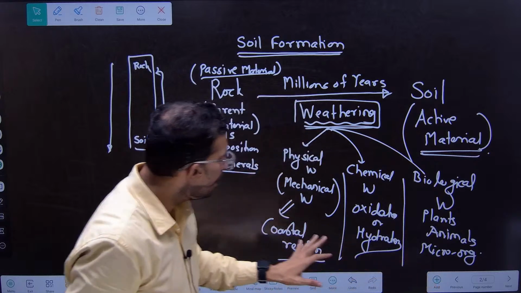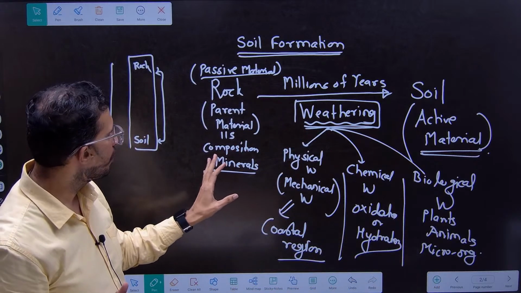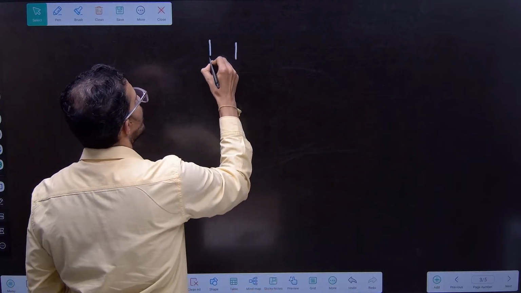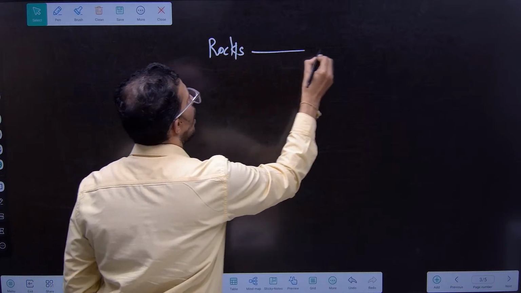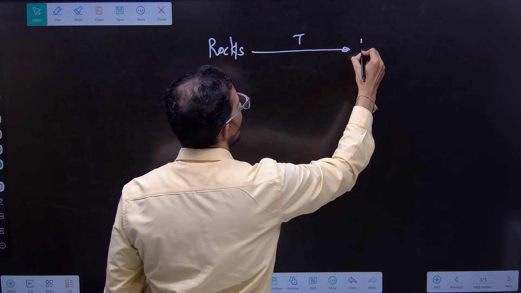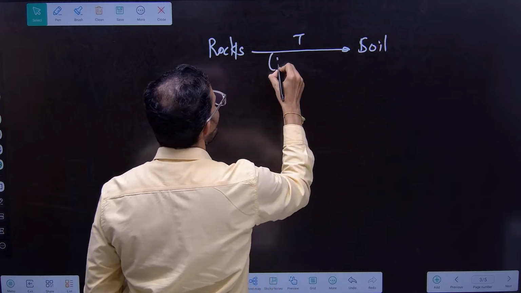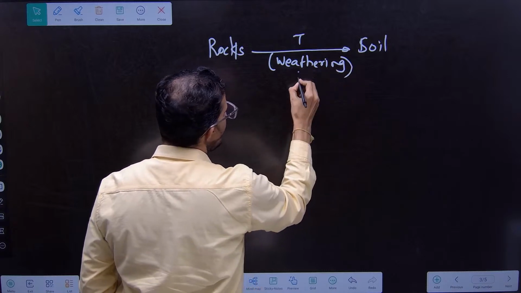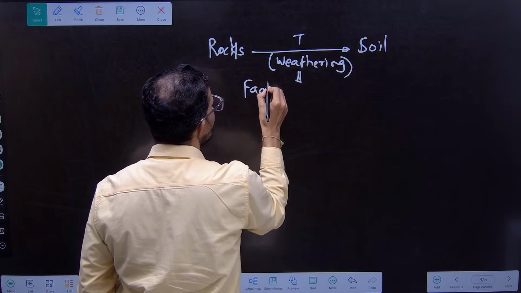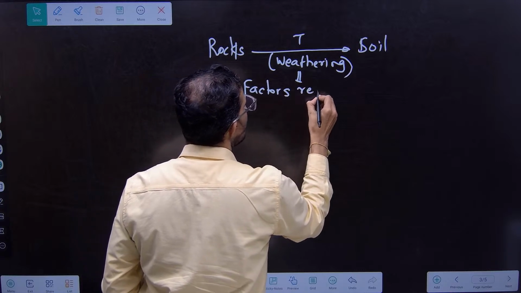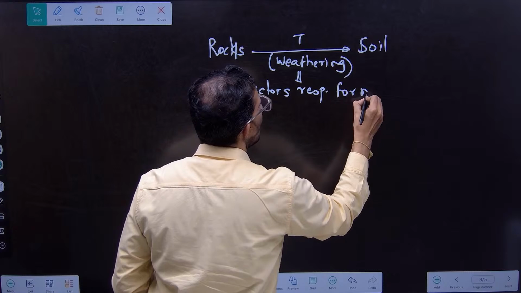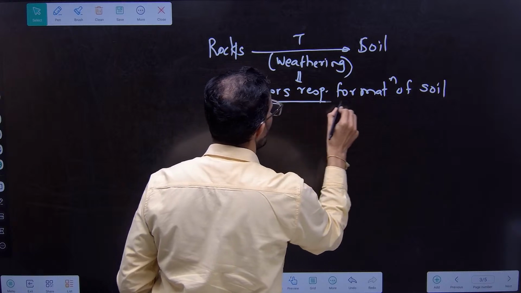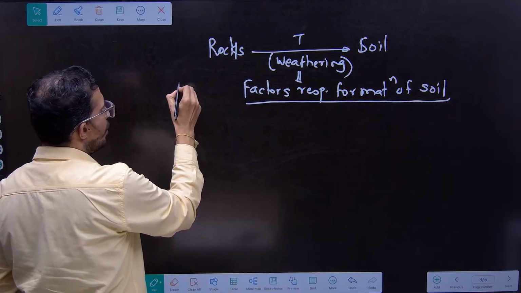Let's understand. Have you written? Yes. Now we are going to see the rocks undergo, over the time period T, into the soil under the weathering process. Then factors responsible for formation of soil. We can see the 5 major factors.